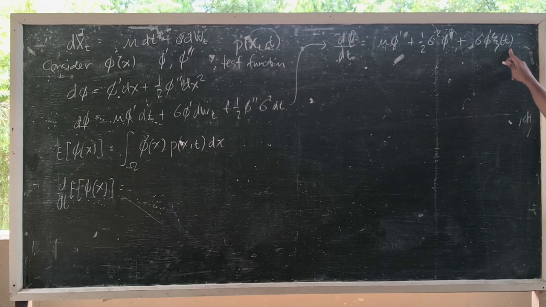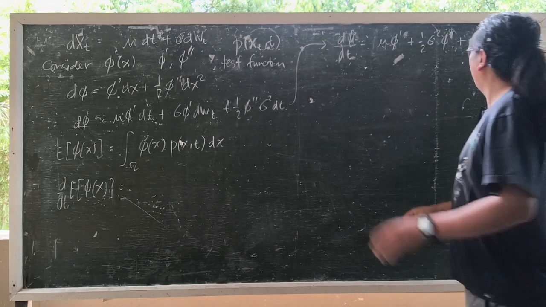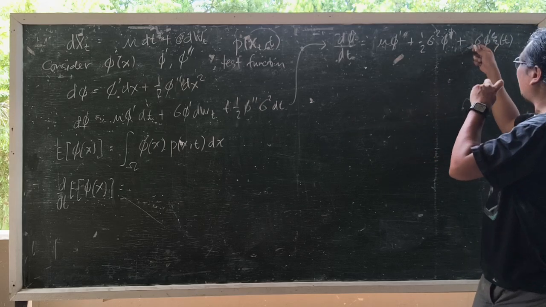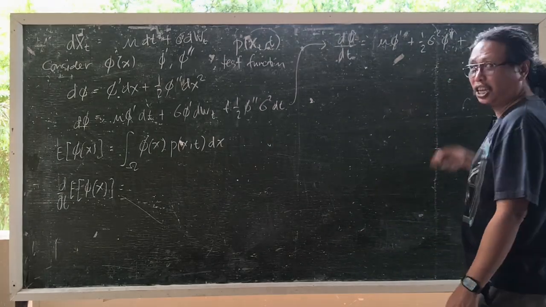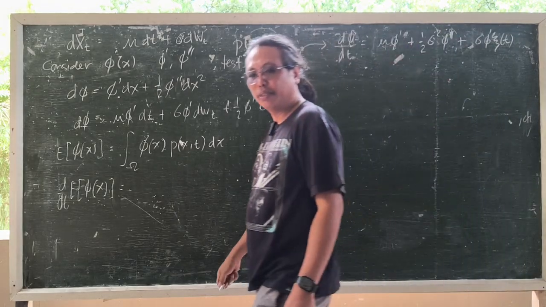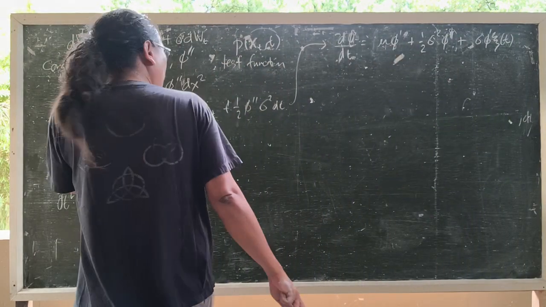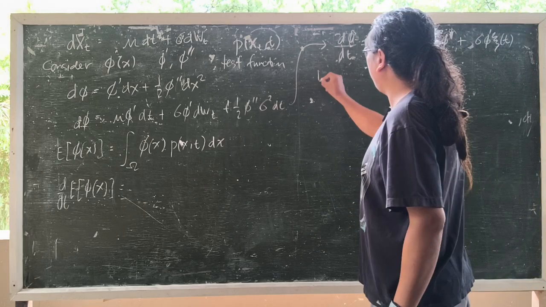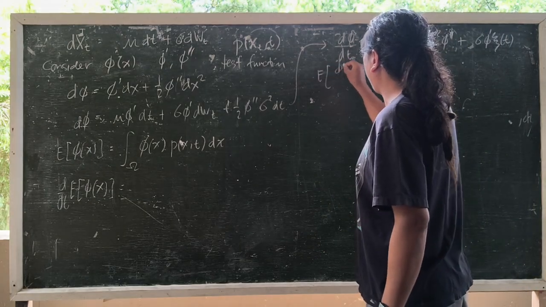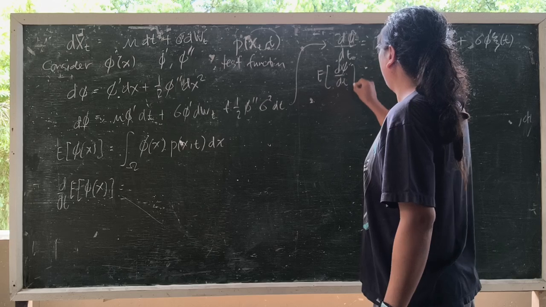Dividing it by dt. Okay. Now, of course, we know that this is constant, and this is non-stochastic. So, let's take now the expectation value of d phi over dt.